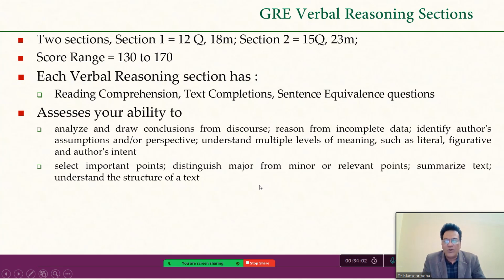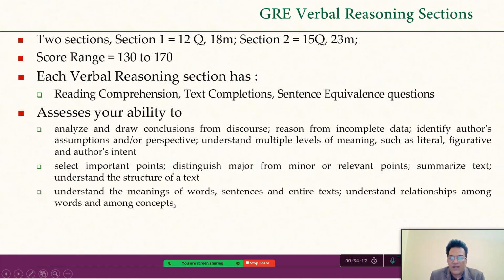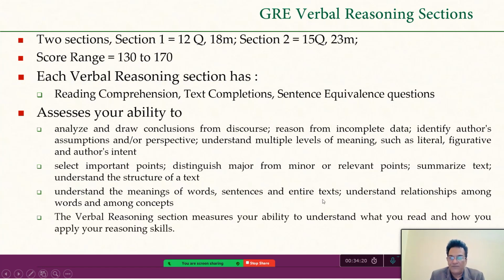You have to be good at selecting important points, distinguishing major from minor or irrelevant points, summarizing text, paraphrasing, understanding the structure of a text, and understanding the meanings of words. You need to have a great vocabulary, and understand sentences and entire texts, and relationships among words and among concepts. This verbal reasoning section measures your ability to understand what you're reading and how you apply your reasoning skills in language.